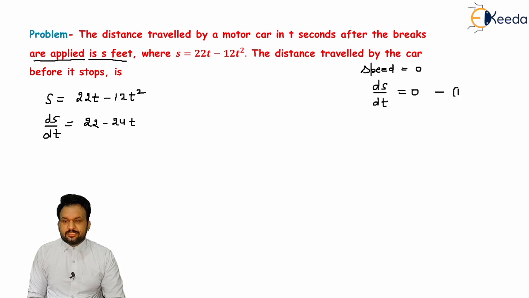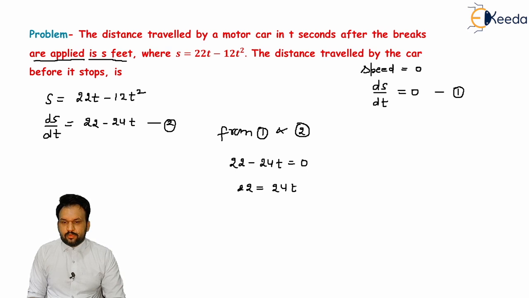So I'm just assuming this is my equation number 1 and this is my equation number 2. So you can say that from equation number 1 as well as from equation number 2, 22 minus 24t is equal to 0. So from here, 22 is equal to 24t, and from this relation you can see that t is equal to 22 by 24, and here t is equal to 11 by 12.